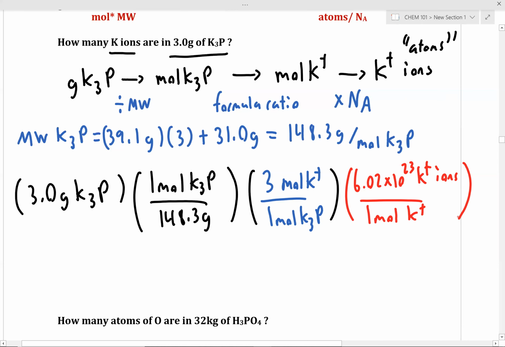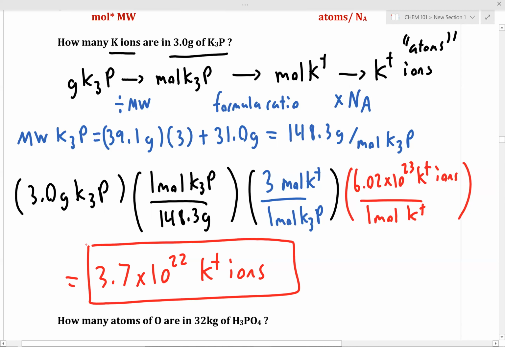Okay, so with that established, all we have to do now is enter that into our calculator. So we have 3.0 divided by 148.3 times 3 times 6.02 times 10 to the 23rd. And you should get at the end of this lengthy calculation 3.7 times 10 to the 22nd. Does that make sense to everyone?